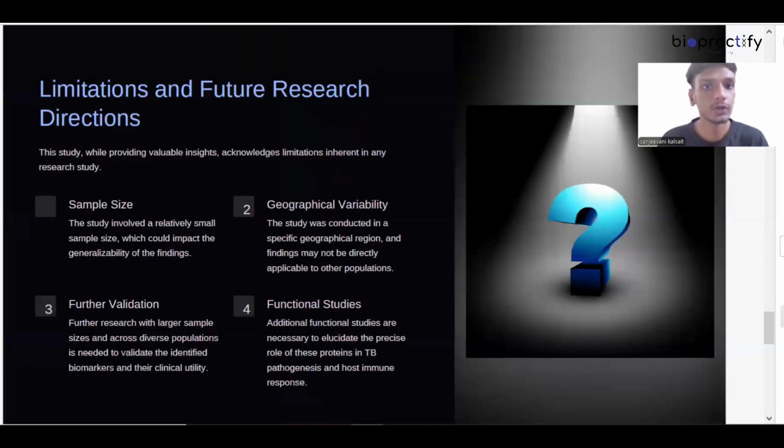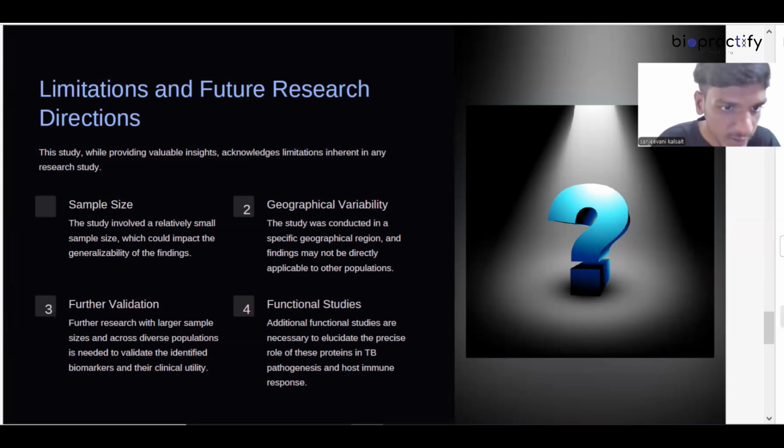Next is limitations and future research directions. This study, while providing valuable insight, acknowledges limitations, as any research study does. These are the four types of limitations: sample size, geographical variability, further validation, functional studies. First is sample size. The study involved a relatively small sample size, which could impact the generalizability of the findings.